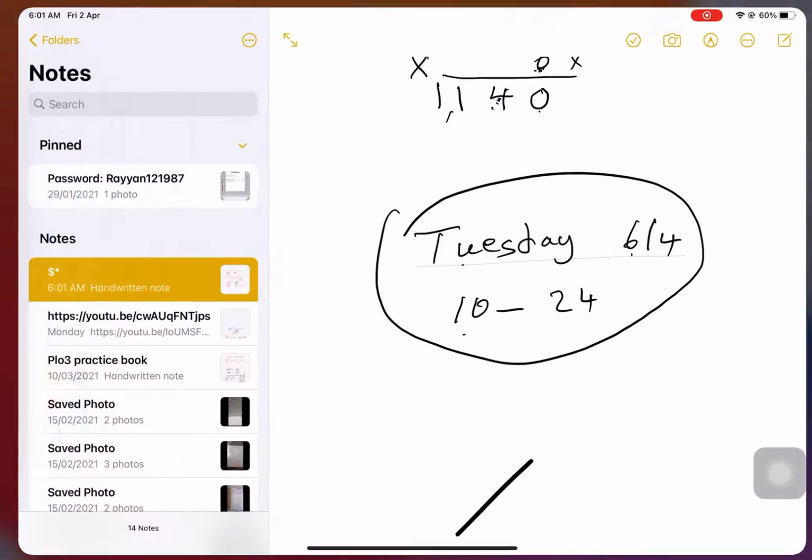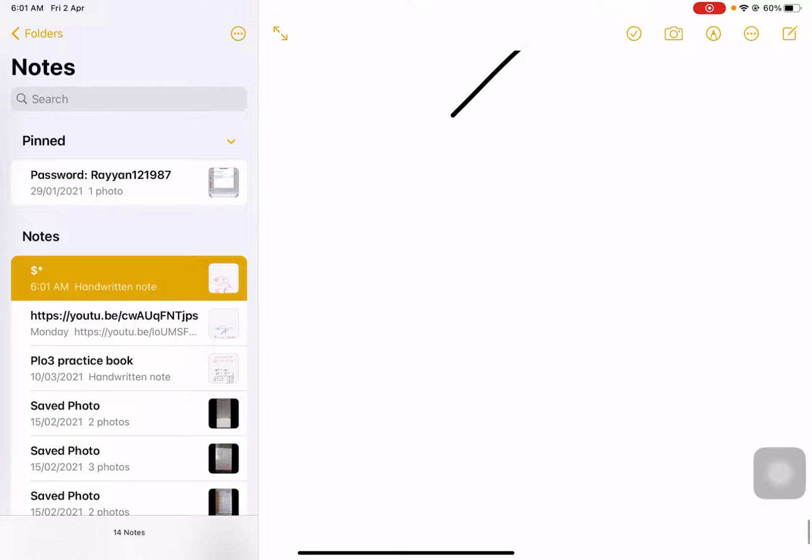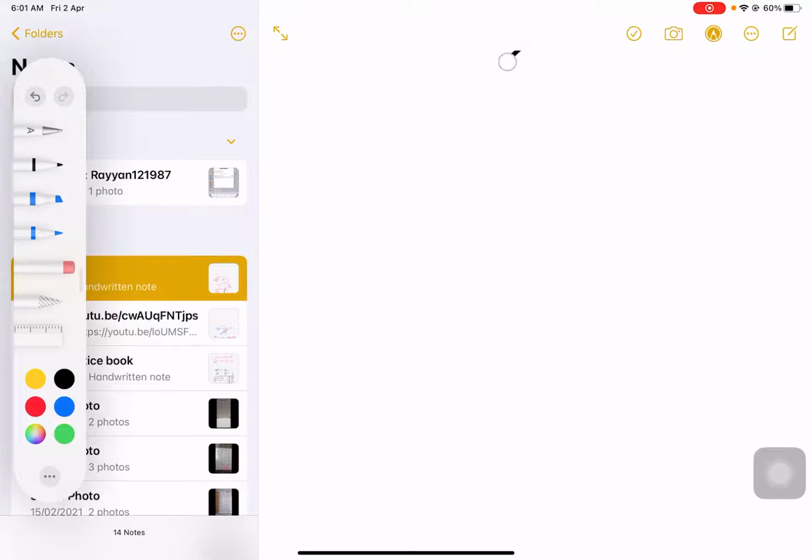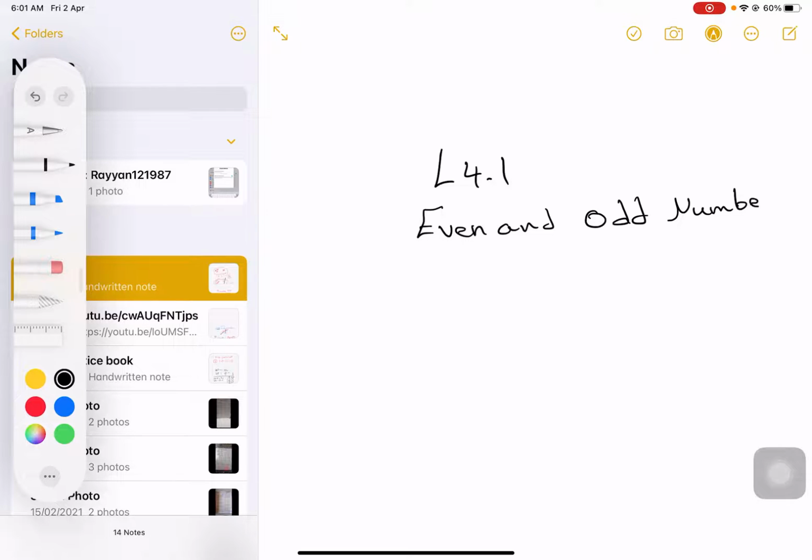If I go to the notes, now, my lesson is lesson 4.1. It is even and odd numbers. It is page 34, okay? It's unit 4, a new unit. We started a new unit 4, lesson 4.1, even and odd numbers.